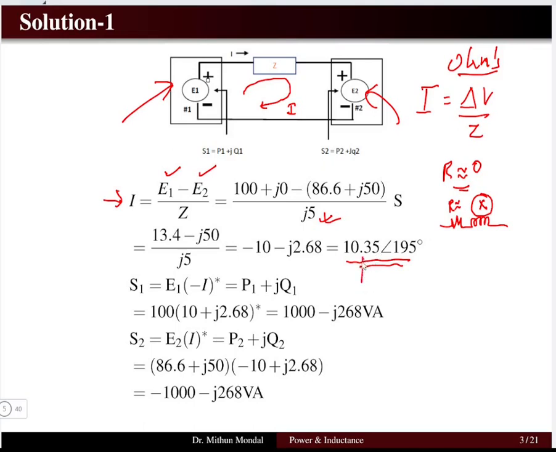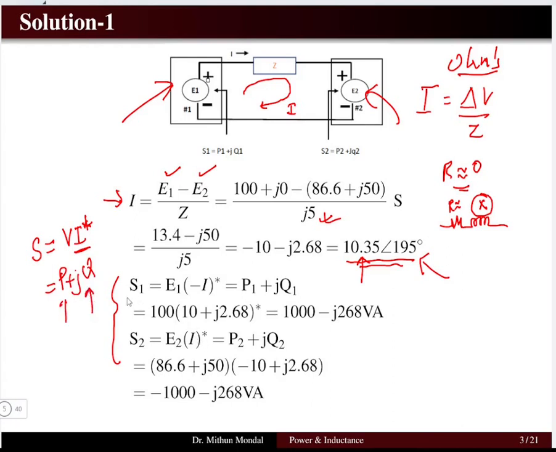Once we have determined the current flowing between machine 1 and machine 2, it has an amplitude of 10.35 ampere and an angle of 195 degrees. So we can determine the complex power now. As I said, the complex power S is equal to the voltage multiplied with the conjugate of the current. Here the current is a complex quantity, so if I take the conjugate, I have the negative sign. These I can write as P plus jQ, where P is the real power and Q is the reactive power.